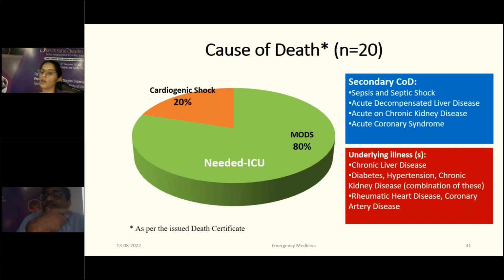The secondary causes of death for these patients included sepsis, septic shock, decompensated liver disease, acute on chronic kidney disease, and acute coronary syndrome. The underlying illnesses present in these patients included chronic liver disease, diabetes, hypertension, chronic kidney disease, and a combination of these illnesses, rheumatic heart disease or coronary artery disease.